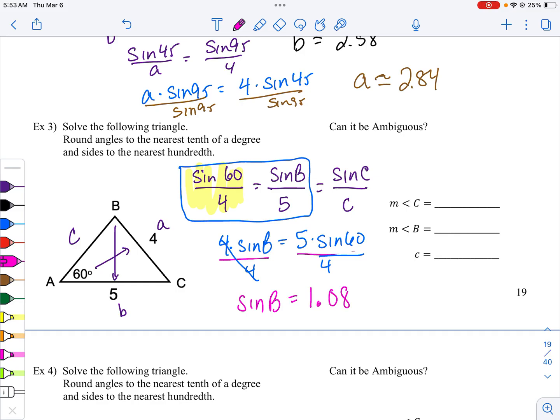Well, I'm hoping right now that when you see sine is equal to something more than 1, you know that that's not going to work. You could have kept going and taken the sine inverse of both sides like we did yesterday, and then your calculator would give you an error. So in this case, we have no triangle that's possible, because we cannot find an angle B that has a sine more than 1.